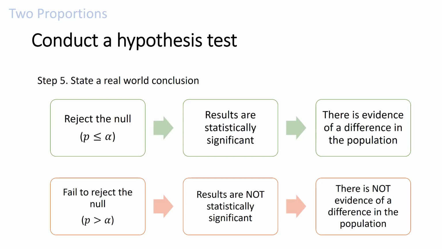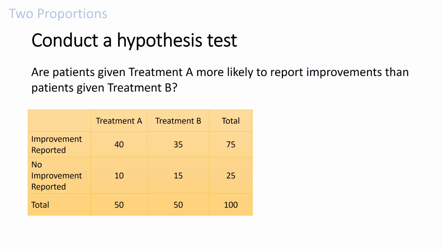If you fail to reject the null, the results are not statistically significant, and there is not evidence of a difference in the population. Let's work through some examples. I'll start with an example by hand using summary data, then we'll go to Minitab Express, which is the preferred method. Here's our scenario. Are patients given treatment A more likely to report improvements than patients given treatment B?